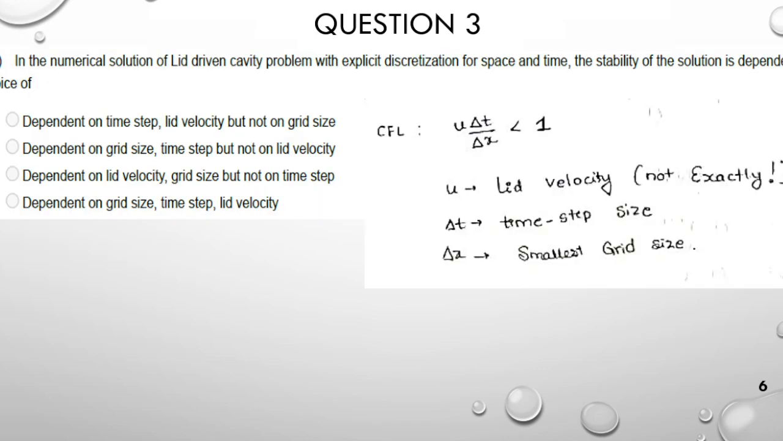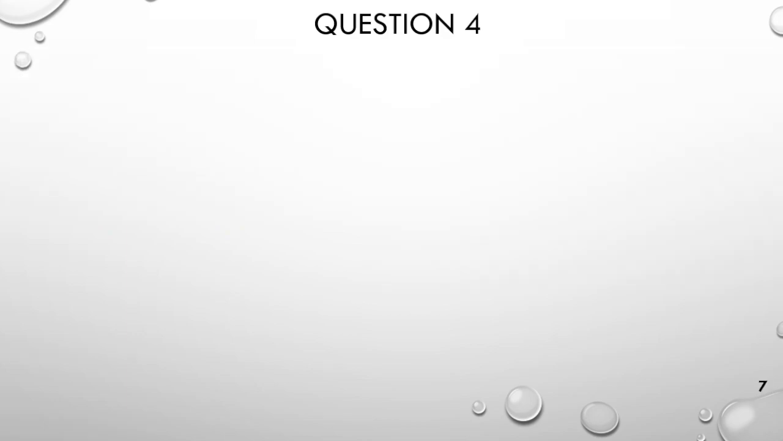I do check what the CFL number is in my code, because if your CFL number is going beyond 1, you will go into divergence. That's for sure. Even ANSYS does not have fully implicit time stepping, I think. It also has semi-implicit time stepping. So there also you need to consider the time step size properly, otherwise you will run into divergence. So it depends on grid size, time step size, and lid velocity.